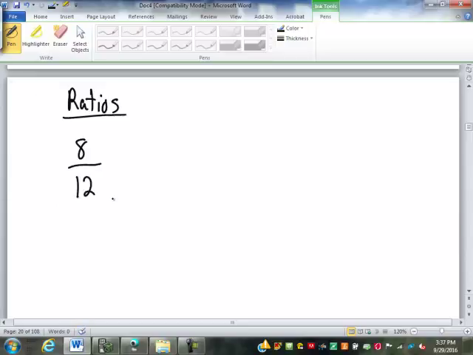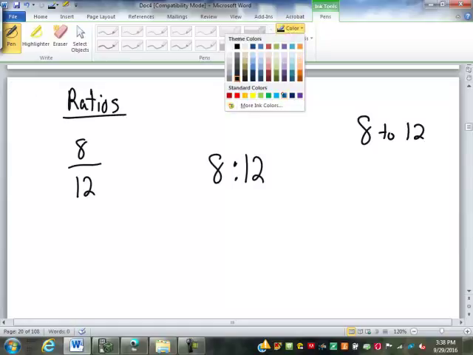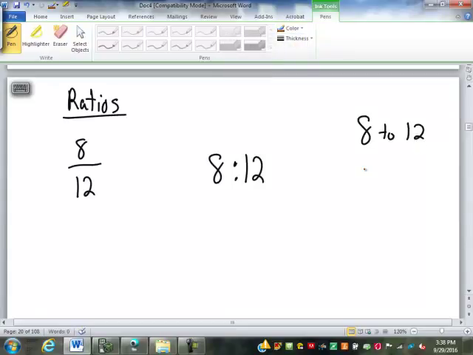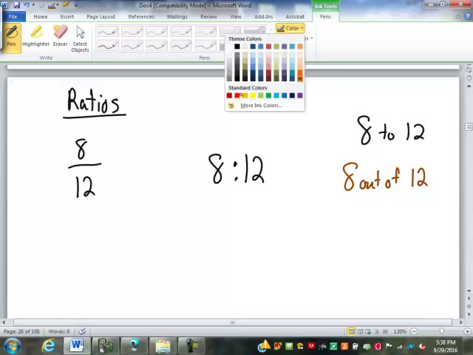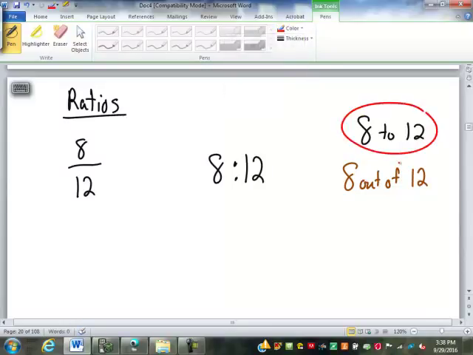So I can write it like this as a fraction, 8 to 12. I can write it with a colon in it like this, 8 to 12. Or I can write it out in words. In this case, I would write it 8 to 12. Writing it in words, you have to be careful because there's two possible ways you could word it. There's 8 to 12, or you could word it as 8 out of 12. In this case, the 8 to 12 would be appropriate, and the 8 out of 12 would not. And I'll explain why that is so in just a little bit.